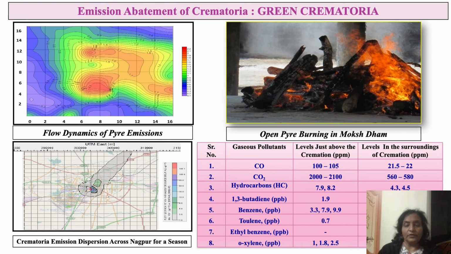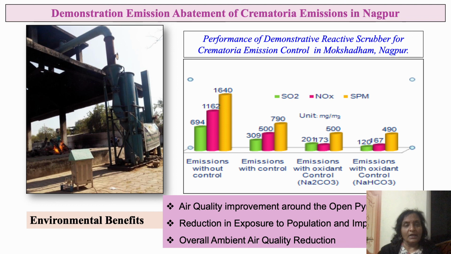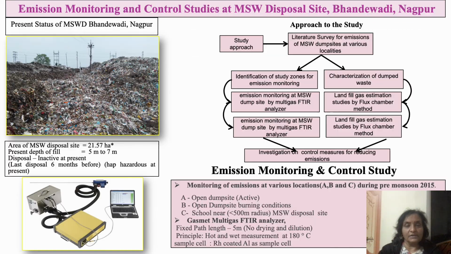A similar study has been done for crematoria, where we monitored the crematoria emissions just above the cremation and in the surrounding, and we have seen that there are a lot of emissions coming for various gases as well as dust. And a pilot study at Nagpur and Nigambodh Ghat, Delhi has been put up, and we have seen that about 70 to 80% reduction in dust and gases is seen, which has given the environmental benefits of air quality improvement, reduction in exposure to population and overall air pollution reduction in the surrounding areas.